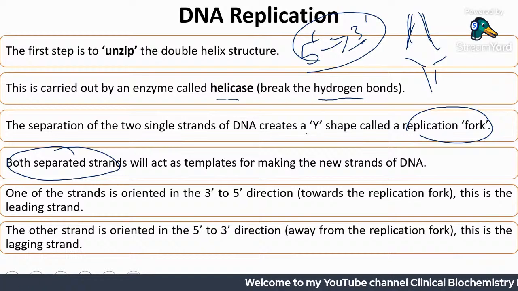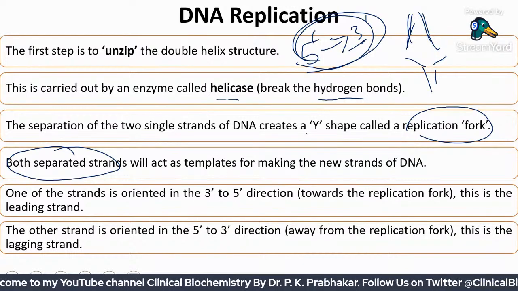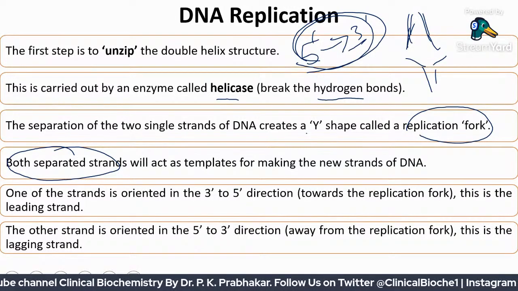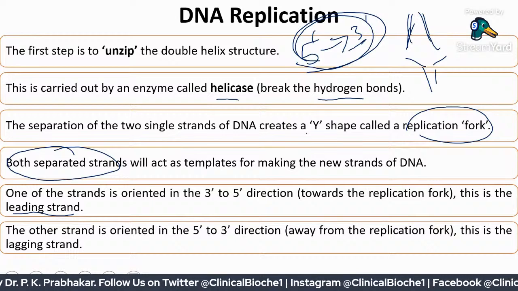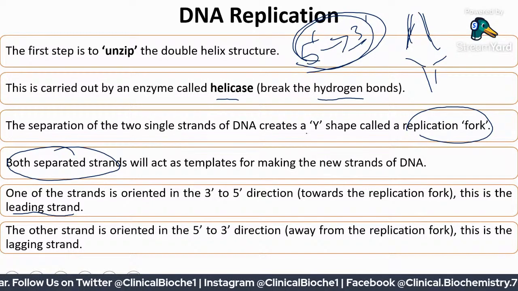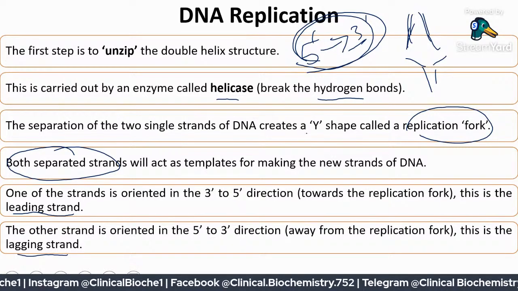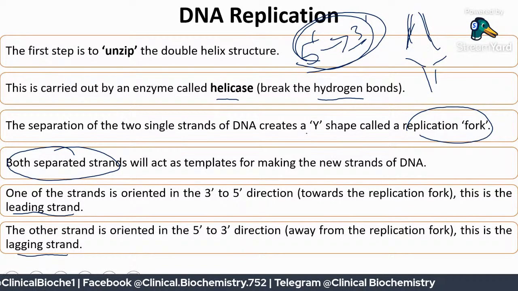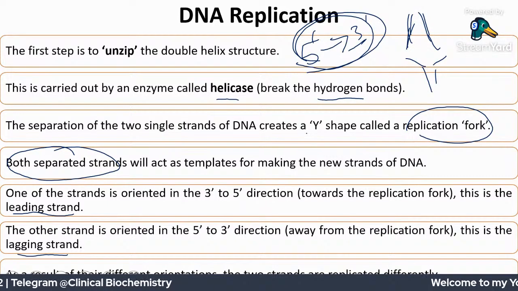So to maintain this direction, on one strand we have continuous DNA synthesis, a long stretch of DNA synthesis, that is called the leading strand. And on the other strand, we have small stretches, small fragments of DNA synthesis, that is called the lagging strand. I will show you a video also of how it forms. As a result of this, the two strands replicate differently.